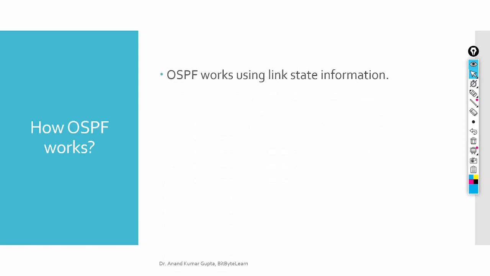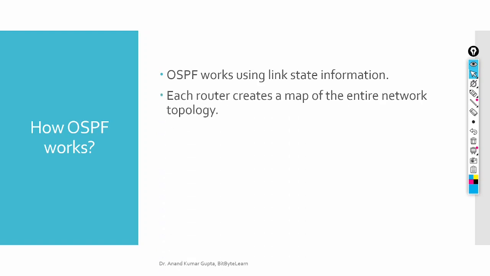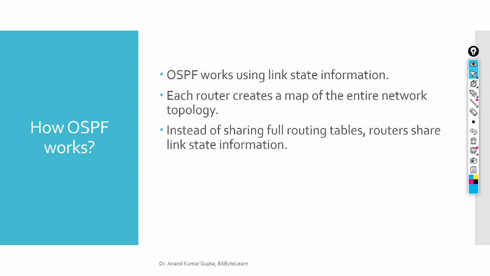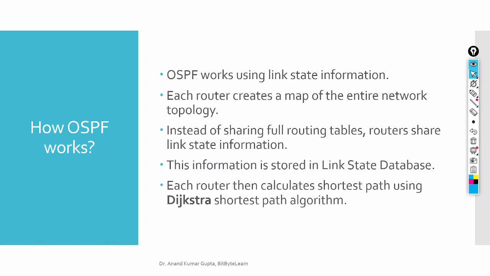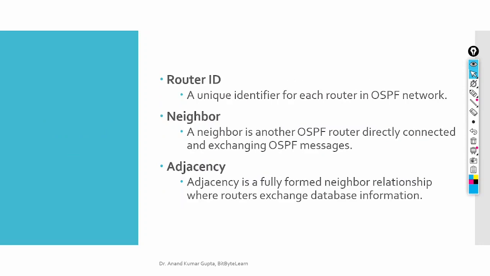How does OSPF work? OSPF works using link state information received from neighboring routers. Each router creates a map of the entire network topology. Instead of sharing the full routing table, a router shares link state information whenever there is a change in a link, and this information is stored in the link state database. Each router uses the shortest path algorithm to calculate the shortest path.